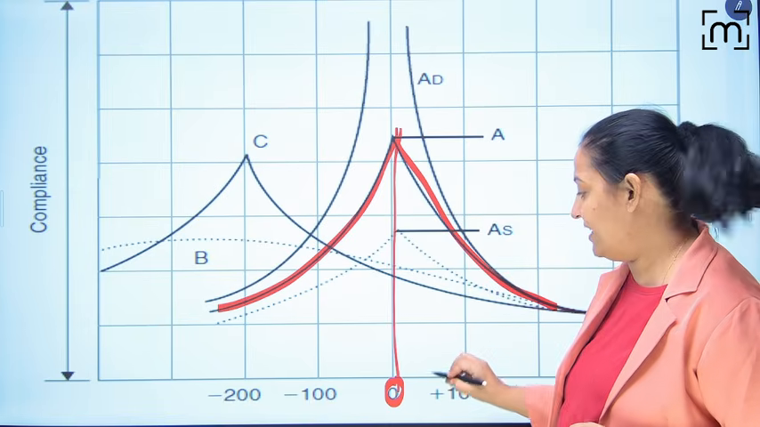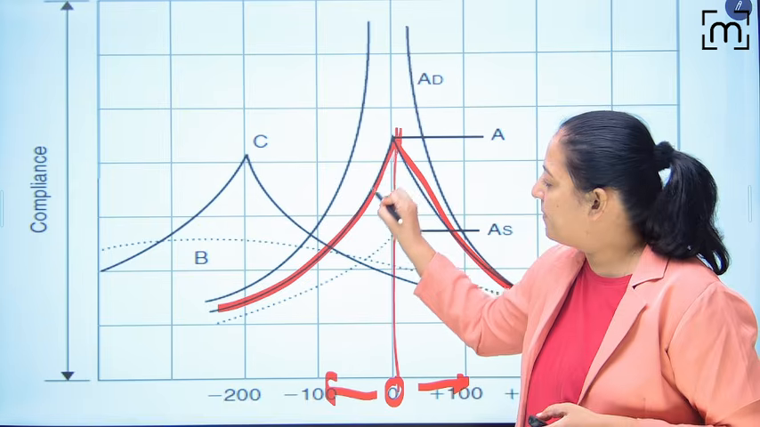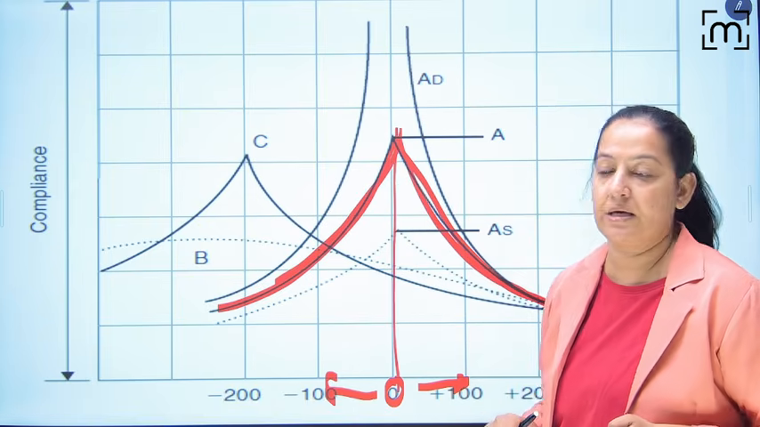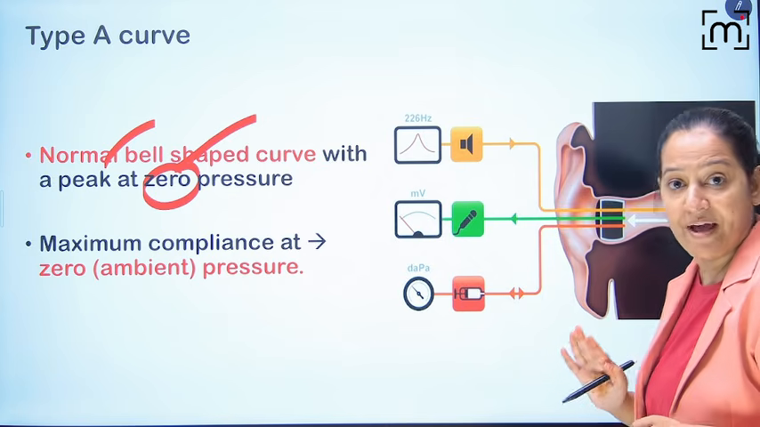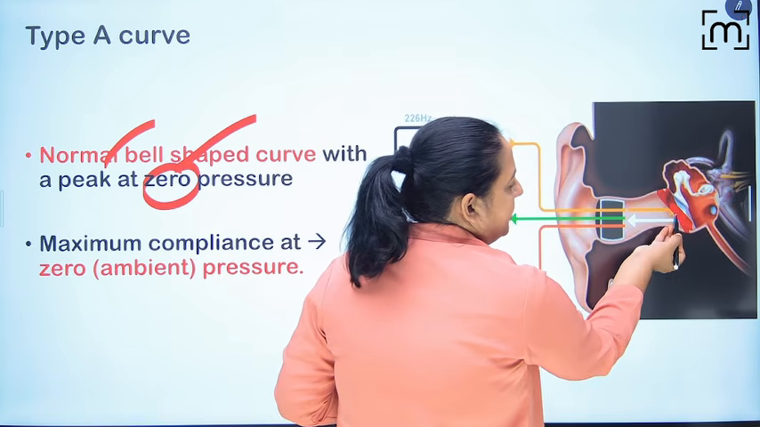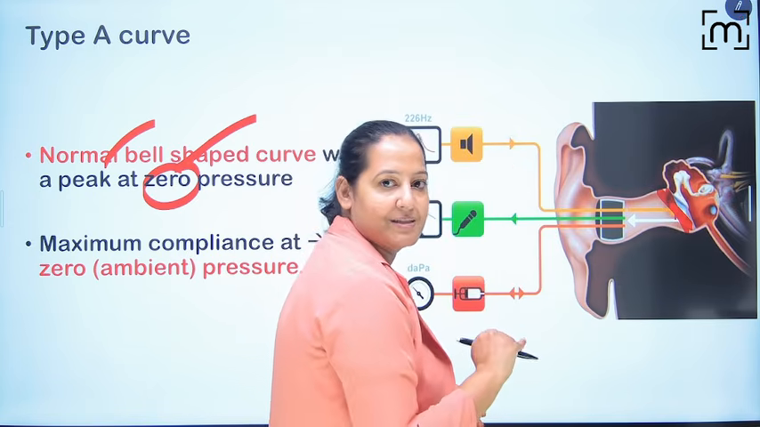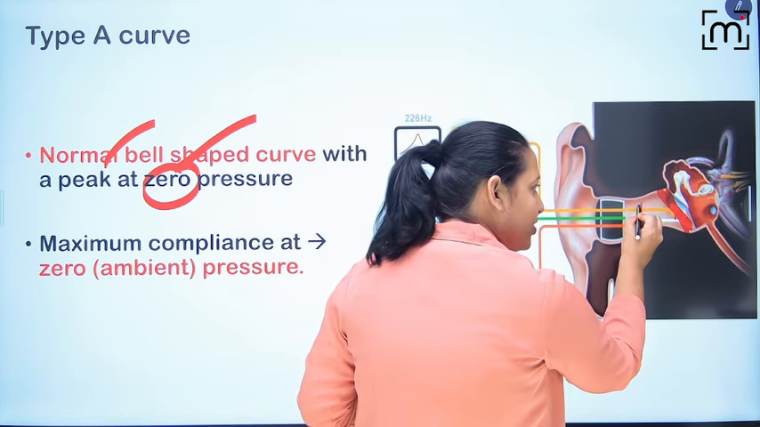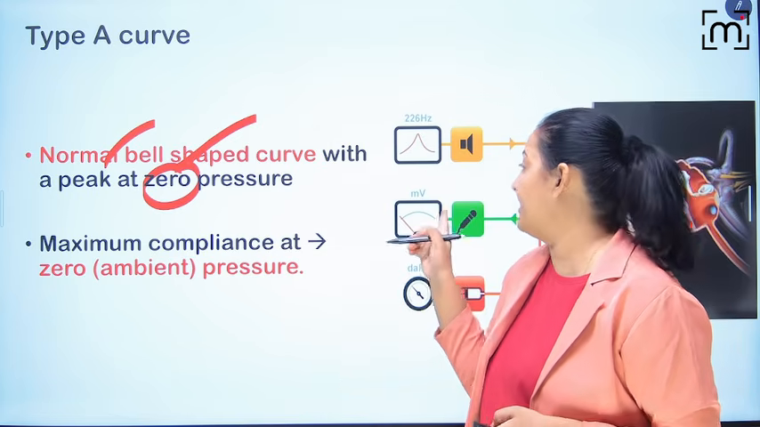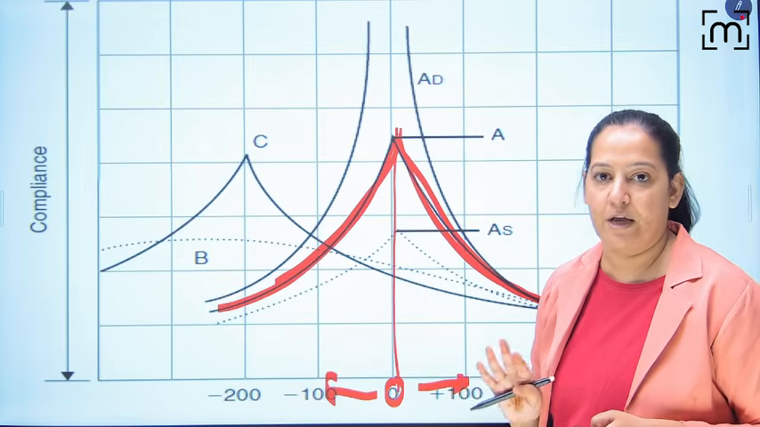Now on increasing pressure from 0 or on reducing pressure from 0, the compliance falls. Maximum compliance is at 0 pressure difference. You are getting it? So maximum compliance when the pressure difference is 0. You can see this is the tympanic membrane, so pressure this side and pressure that side is the same. That is 0 pressure difference, maximum compliance. If you increase or reduce the pressure, compliance falls. Compliance is detected by the microphone over here. The microphone will detect what is reflected back. That is the compliance. I hope you are getting it.